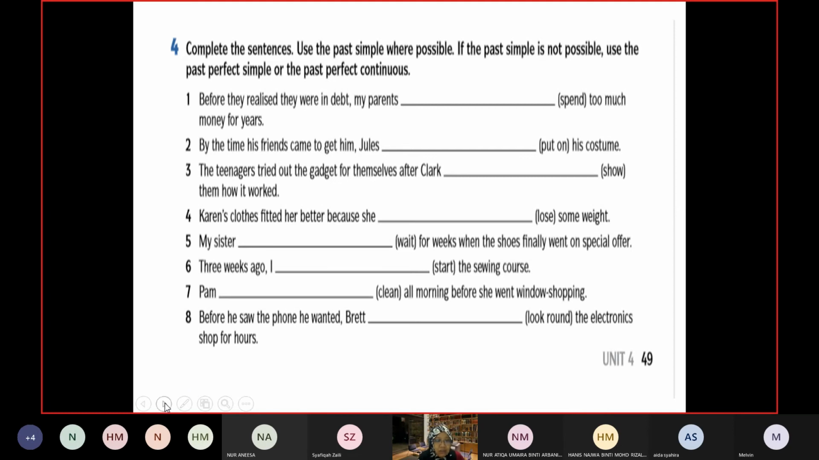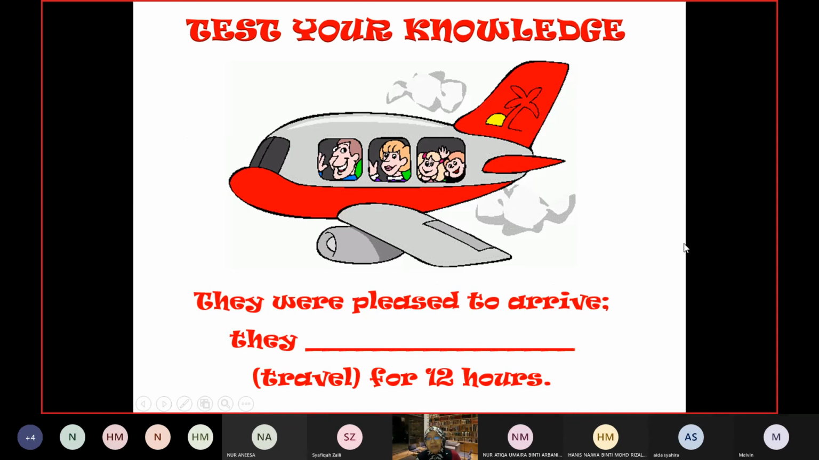Okay, that's all for today's lesson. Before we end, all right, please test your knowledge for this part. You may answer me right away. If you know the answer, I won't call anyone, just straight away give me the answer.